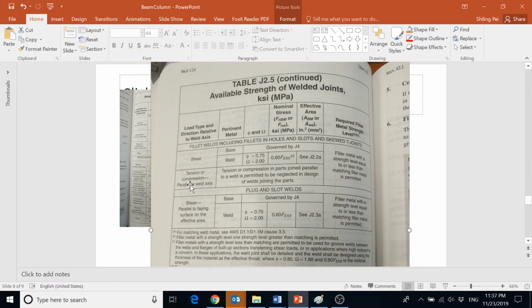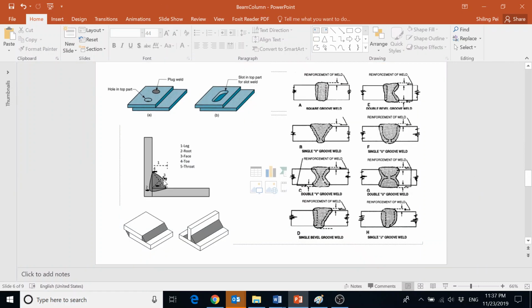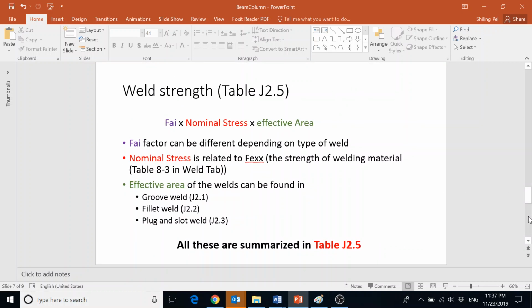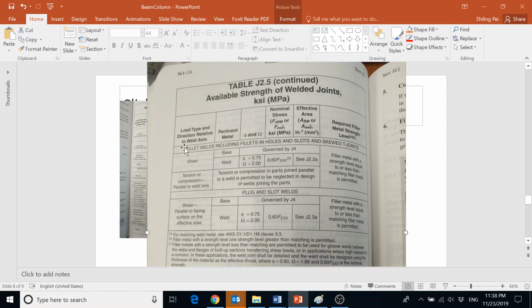In fact, if you still remember, when we talked about the fillet weld, it's going to break at this 45-degree angle. No matter how you load this fillet weld, as long as your force is coming in perpendicular to the weld axis, we assume it's always going to break along this line in shear. So that's why you don't see any other things here. You just check shear, and for tension and compression parallel, we just neglect it. We're just going to check shear. That's it.